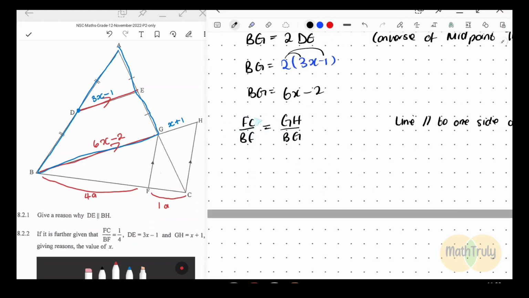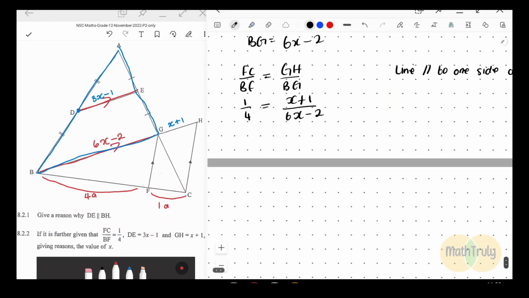And now we already know the ratio of FC over BF. That is 1 over 4. So 1 over 4 is equal to, and then we're also going to take these lengths and put them over each other. GH is x plus 1 over BH, which is 6x minus 2. And then now we can go ahead and solve for x. So we can simply cross multiply. So this times that, and that times that. You can start with the 1, it's easier. 1 times 6x minus 2 just stays 6x minus 2. When you're saying 4 times x plus 1, remember the 4 needs to multiply into both terms in this. So we're going to have 4x and then plus 4.